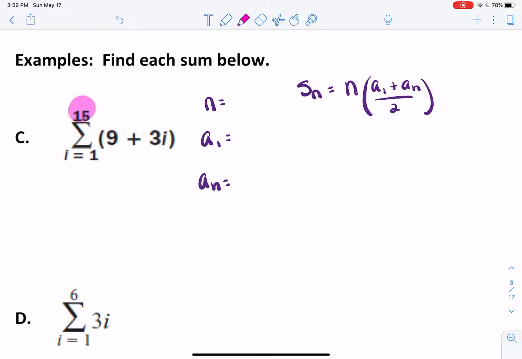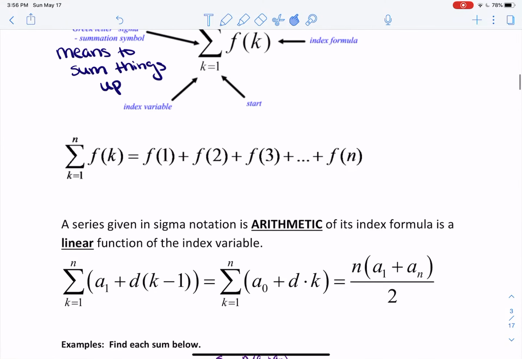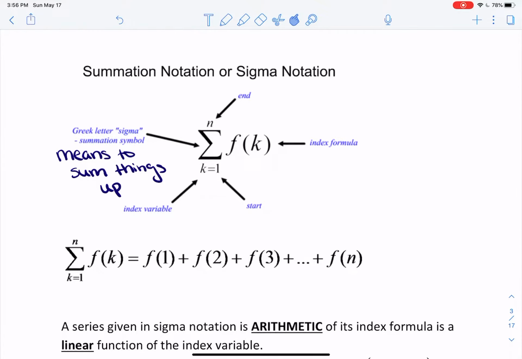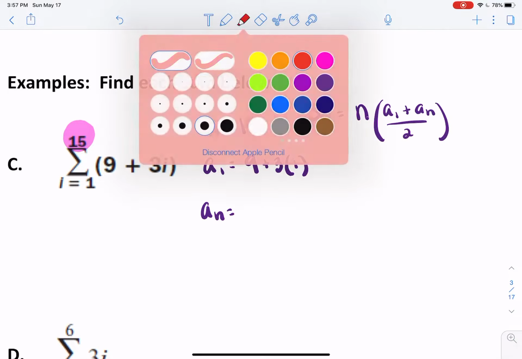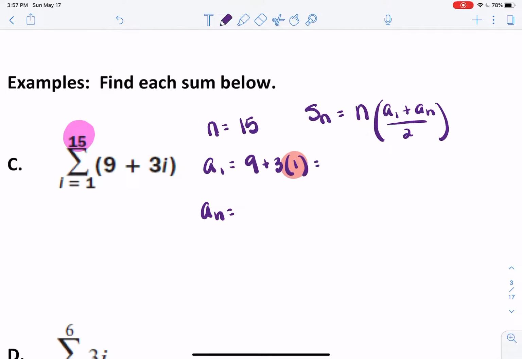So your last term, that's our n, and you can see that if you were to go back up here where it says n. So that's where n is located. So we've got that. So I'm going to write down 15 for n. Now we need our first term and a last term. So basically what you do is you take this formula, okay, and you plug in what you want, okay? So like we want the first term. So I'm going to plug in a 1 because I want the first term, okay? So 9 plus 3 times 1 would give me 12.